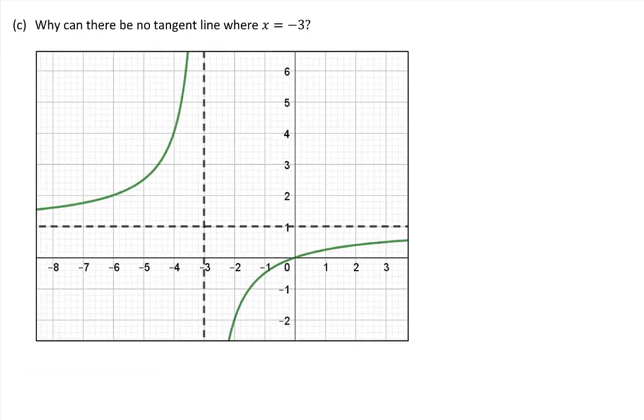Part C. Why can there be no tangent line where x equals -3? We'll hopefully see at x equals -3, the function is undefined. There's a vertical asymptote there. And since the function is undefined, we can't have the slope of the tangent, nor could we determine the slope of a secant if it included the x value of -3.